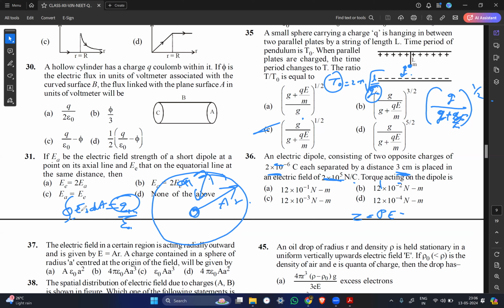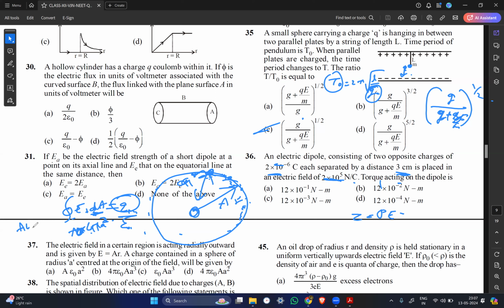E is AR, and dA is the area. So how much will be the flux? Everywhere AR will be the same, at every point where you want flux. So it will come out as integral dA, which is the area of this sphere, 4 pi A square. And this radius is also A, so this will become A.